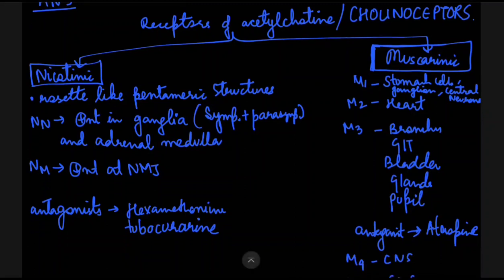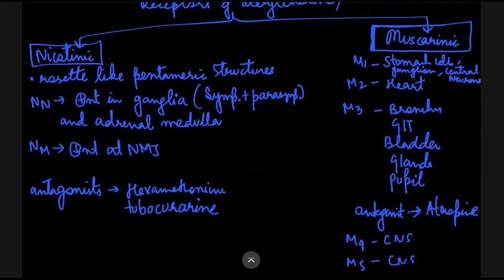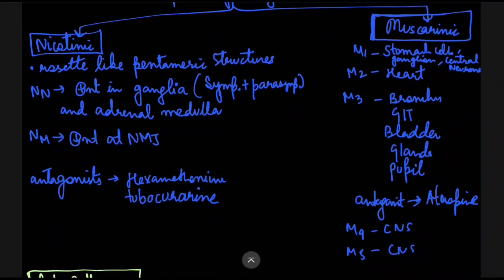An antagonist is atropine. So atropine is the antagonist of muscarinic receptors. M4 is present in CNS. And M5 is also present in CNS.